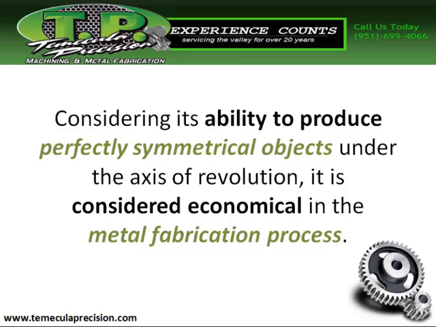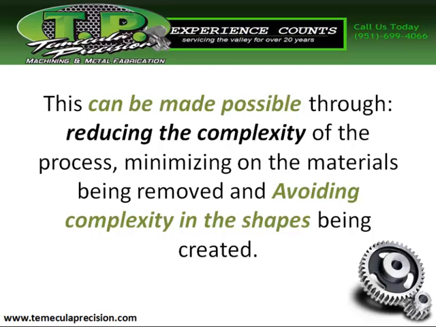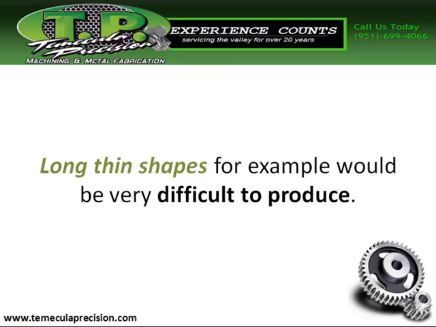Considering its ability to produce perfectly symmetrical objects around the axis of revolution, it is considered economical in the metal fabrication process. The turning costs can be optimized as well to ensure a more economical working process. This can be made possible through reducing the complexity of the process, minimizing the materials being removed, and avoiding complexity in the shapes being created. Long, thin shapes, for example, would be very difficult to produce.